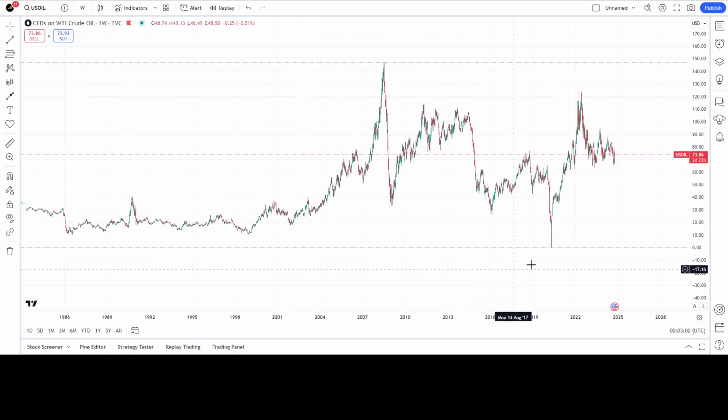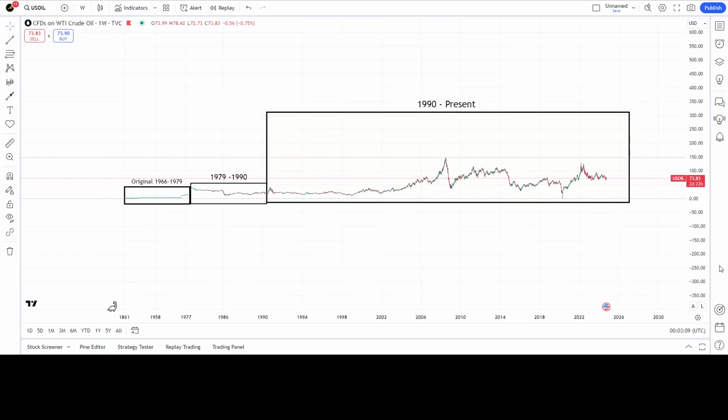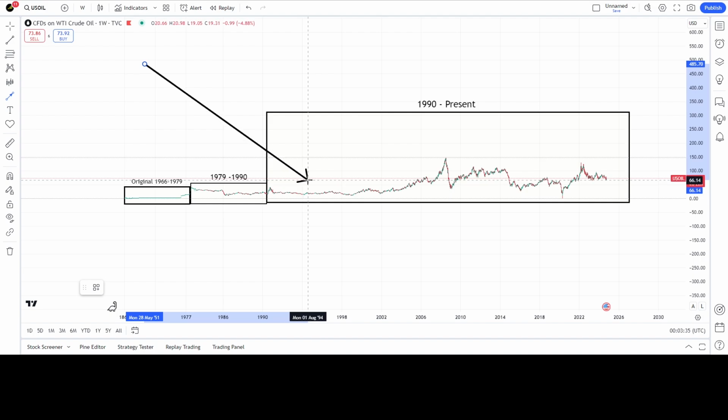The first thing to do is to bring this chart to life with a few boxes. Bam. So it is my belief that oil has a repetitive structure. The first time this structure played out, it was very pixelated, very difficult to even make sense of it. That took place from 1966 to 1979. From 1979 to 1990, the structure repeats again. And then from 1990 to present, it has been playing out once again.